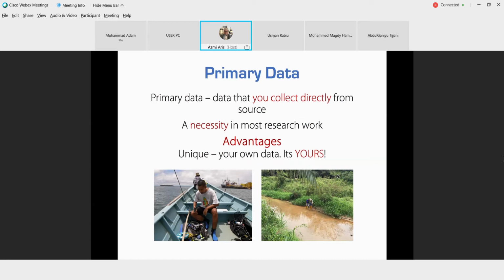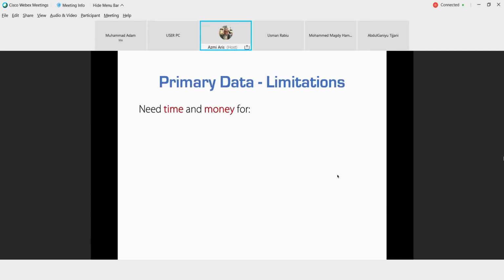Okay, so these are some examples of my work because I'm working in an environment. So we collect data, we go fishing, we collect our flow rate, our own selves. Okay, but the main limitation with the primary data is that it will require time and money. You must make sure that your data collection can be finished in a year. Looks like a long time, but actually when you start working, you may feel that 1 year may not be enough. Okay, so planning in collecting the data is very, very important.